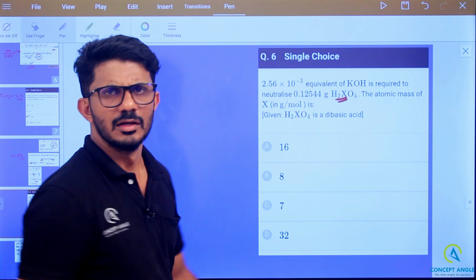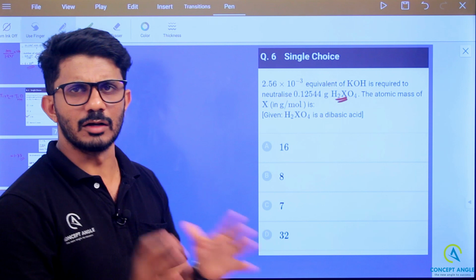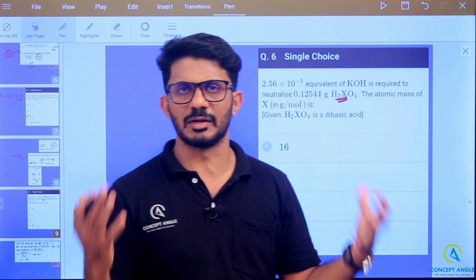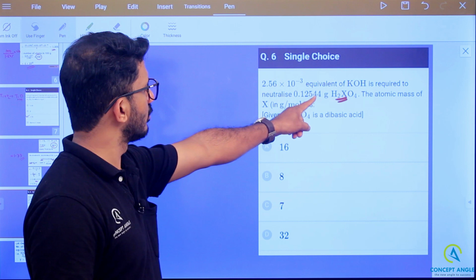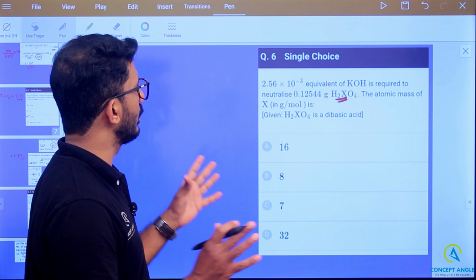We should recall the concept of law of chemical equivalence. Law of chemical equivalence. According to law of chemical equivalence, the number of equivalents of all the species involved in a chemical reaction are same. Not the number of moles, the number of equivalents. That means the number of equivalents of KOH will be equal to the number of equivalents of the acid H2SO4. അപ്പോൾ രണ്ടിനെയും ഇക്വാലൻസ് ഈക്വൽ ആണ്. നമുക്ക് കിട്ടേണ്ടത് എന്താ? അറ്റോമിക് മാസ് ഓഫ് X ആണ് കിട്ടേണ്ടത്.